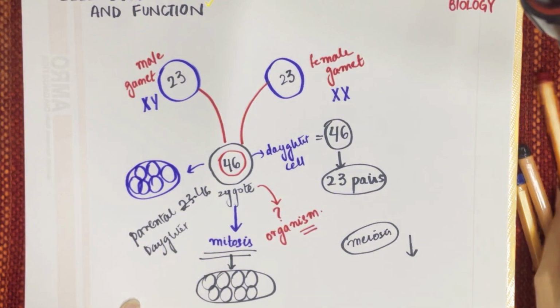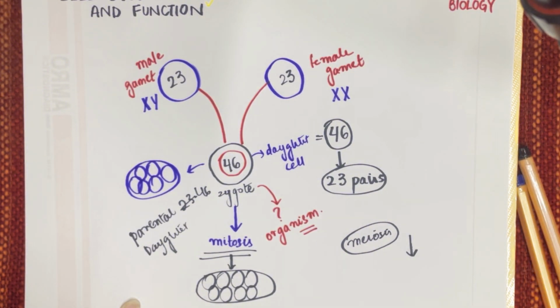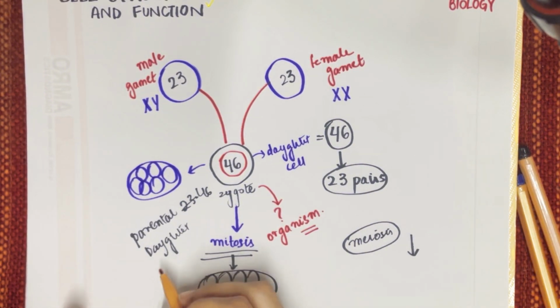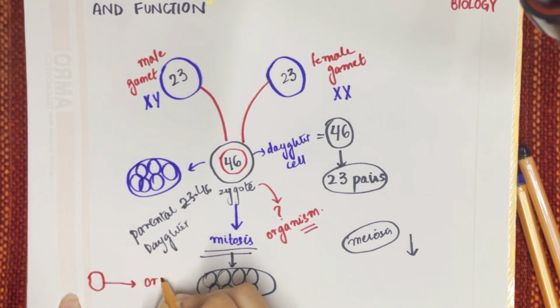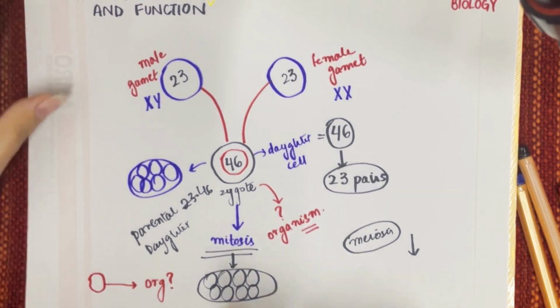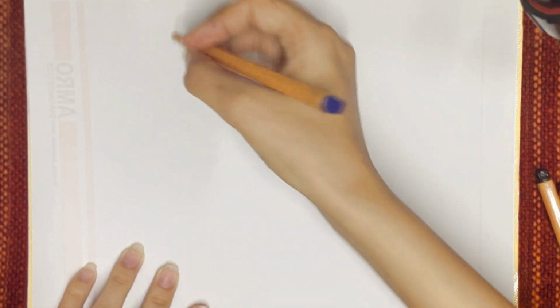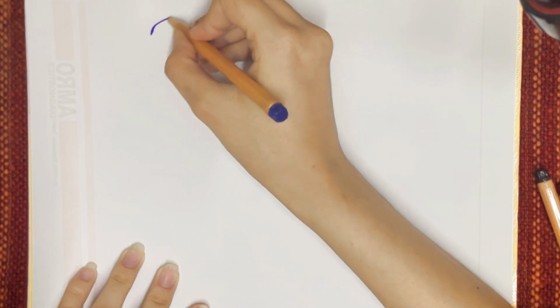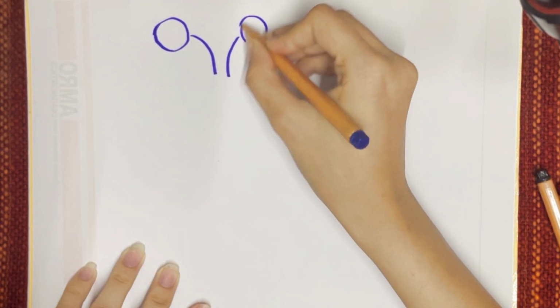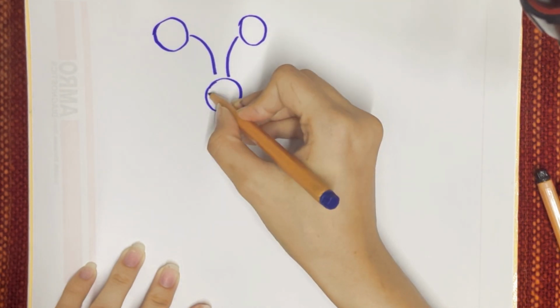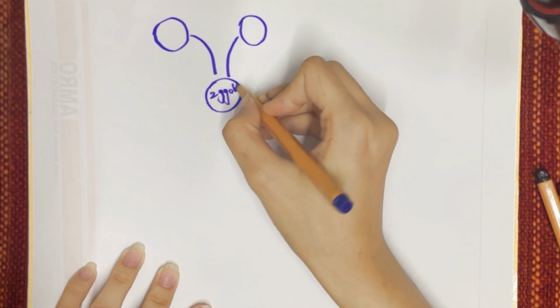So the question that is very commonly asked is how a single cell forms an organism. We will be finding an answer to this question. I'll be making a diagram again, so it'll be easier for all of us to understand. So this is a male gamete, this is the female gamete, and it forms a zygote.